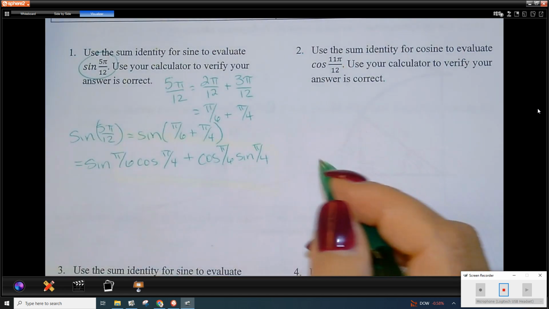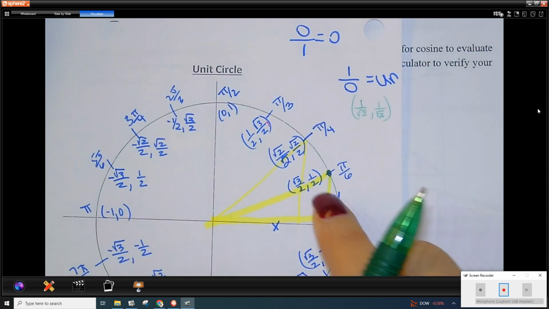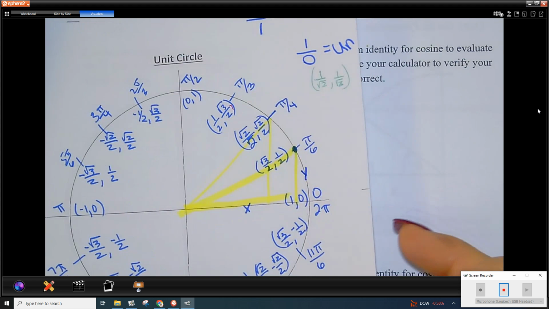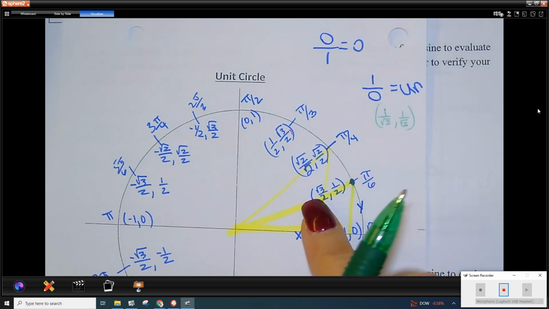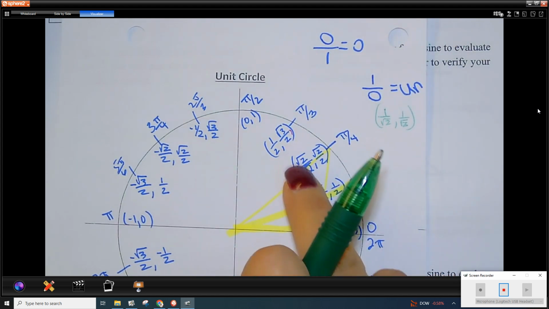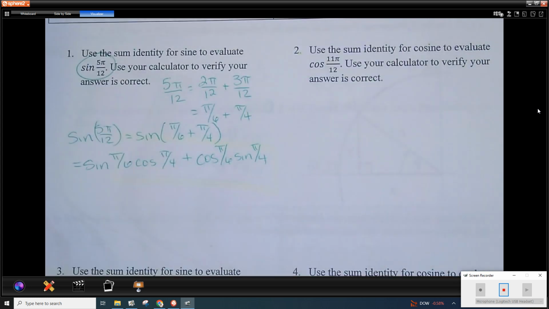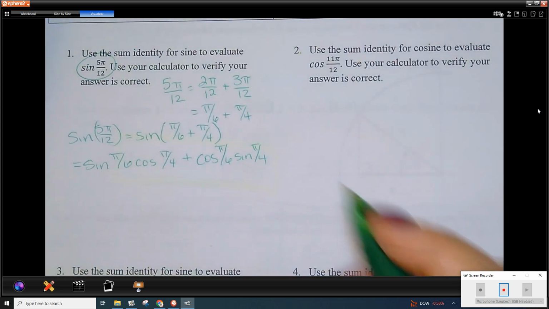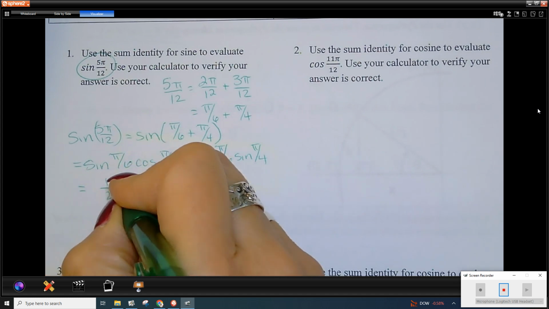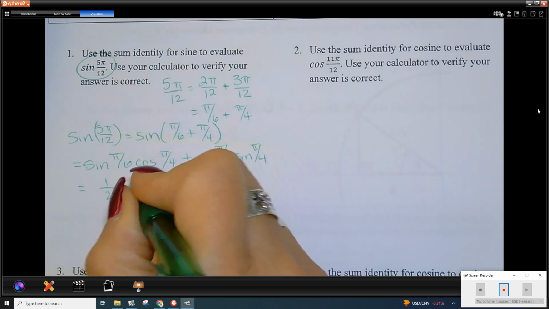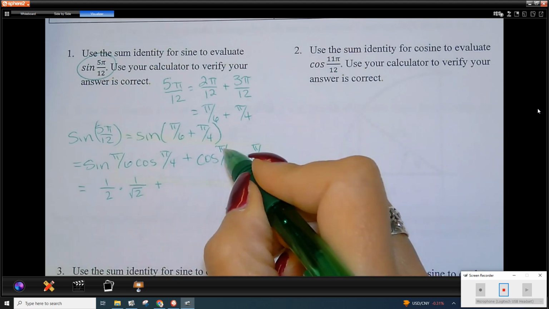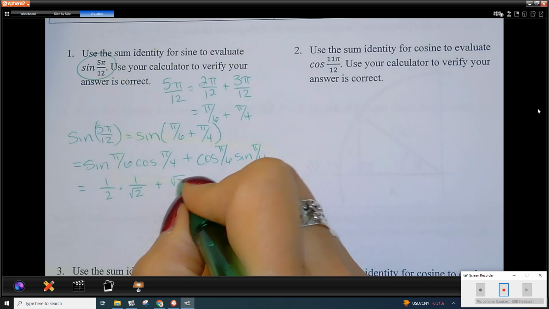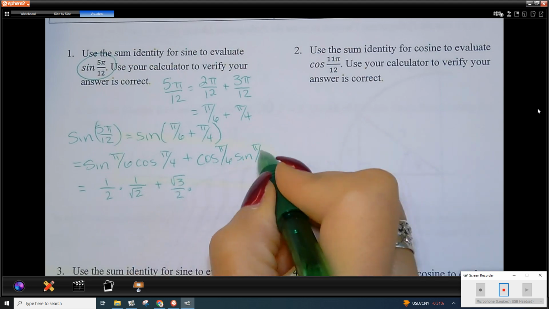So pi over 6, the sine, is 1/2. Pi over 4, the sine is square root of 2 over 2, or I'm going to use this. Cosine of pi over 6 is square root of 3 over 2. Cosine of pi over 4 is that. So first we do sine of pi over 6 is 1/2 times cosine of pi over 4 plus cosine of pi over 6 times sine of pi over 4.